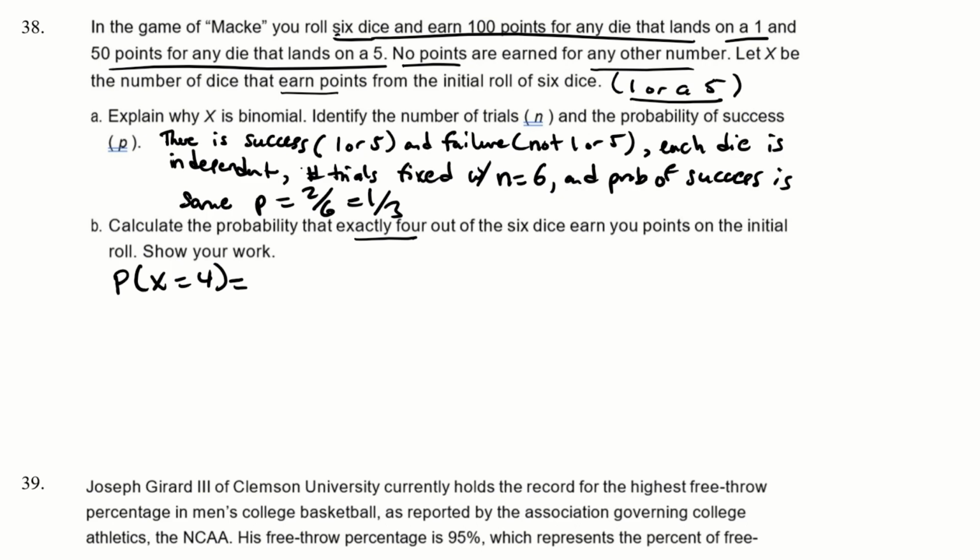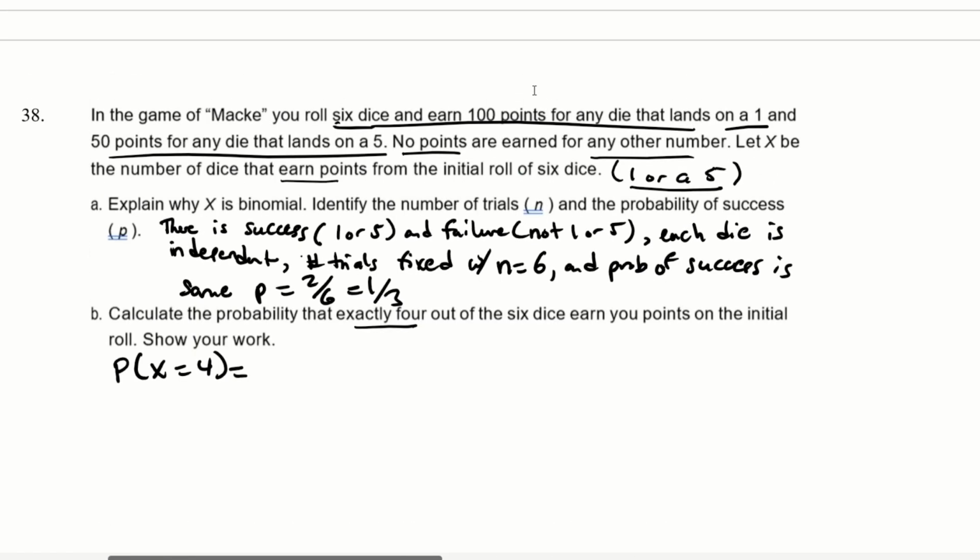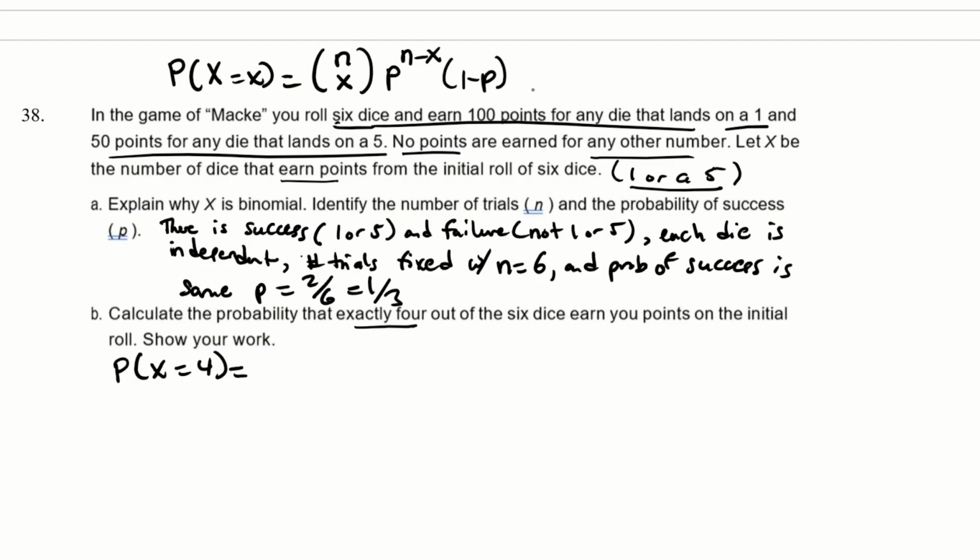All right, so the formula for binomial probability, let me write that here, is the probability that x is equal to n choose x times the probability of success raised to the n minus x power times 1 minus p to the x power. Oops, sorry, I had to reverse these. It's x power here, n minus x power there, and then 1 minus p to the n minus x power. Okay, that's what it should look like.